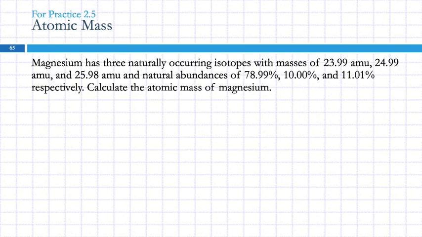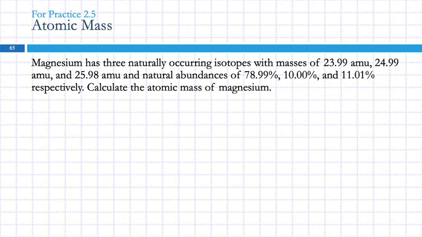So let's do an example. Magnesium has 3 naturally occurring isotopes with masses of 23.99 AMU, 24.99 AMU, and 25.98 AMU, and natural abundances of 78.99%, 10.00%, and 11.01%, respectively. Calculate the atomic mass of magnesium.